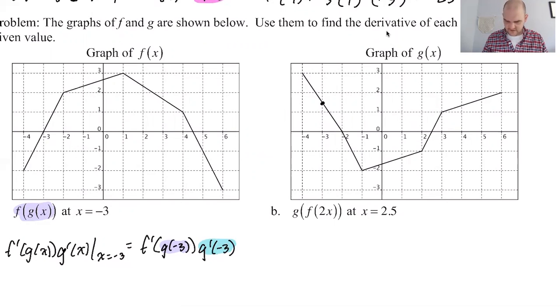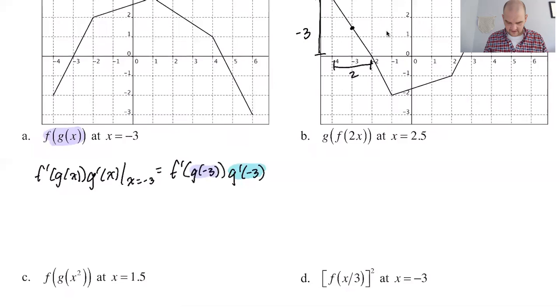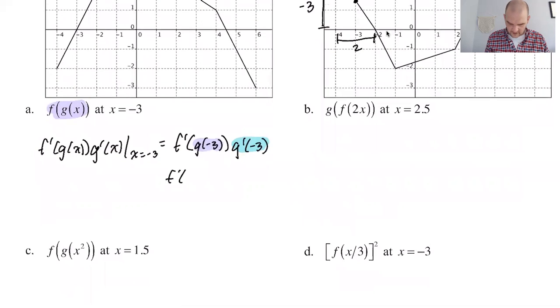Oh, actually I needed that slope too. So that's silly. You're going down 3, you're going over 2. So the slope there is just the slope of the line. So g prime of -3 is definitely -3 halves. g of -3 is 1.5. So we're doing f prime of 1.5 times -3 halves.